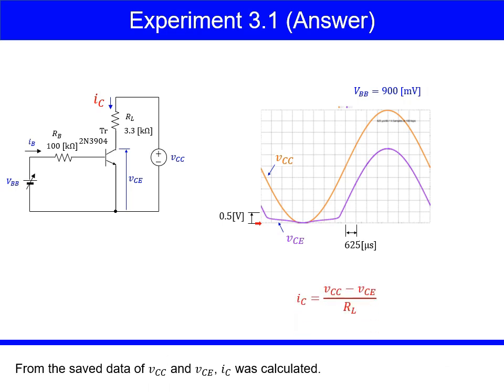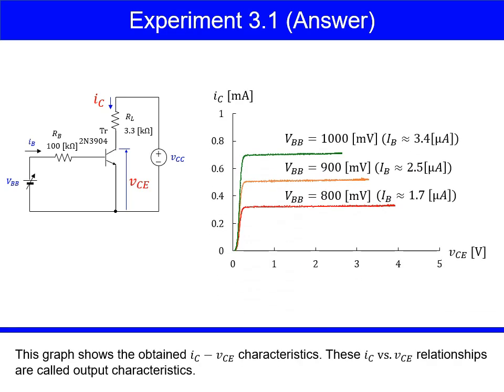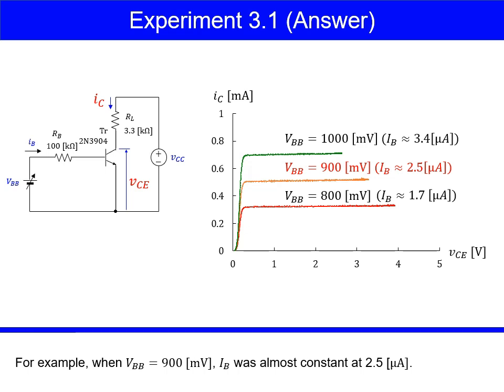From the saved data of VCC and VCE, IC was calculated. This graph shows the obtained IC-VCE characteristics. These IC versus VCE relationships are called output characteristics. For example, when VBB was 900 millivolts, IB was almost constant at 2.5 microamps.